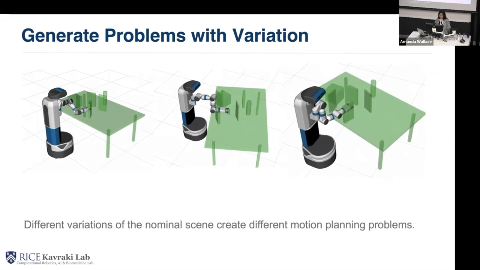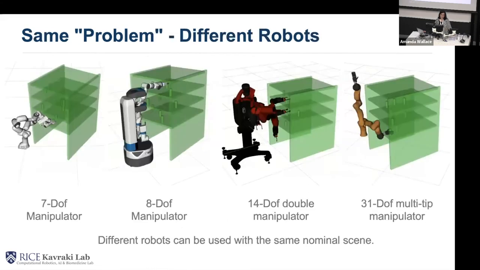And all of this, these problem variations, can be generated automatically by OMPL. So Robot Benchmaker, so that you can have the same problem, let's say, but different robots that deal with this problem. And usually manipulation is something that presents more difficult examples, more difficult benchmarks for motion planners. So these are some of the benchmarks that we generate from the same nominal scene, changing the scene.